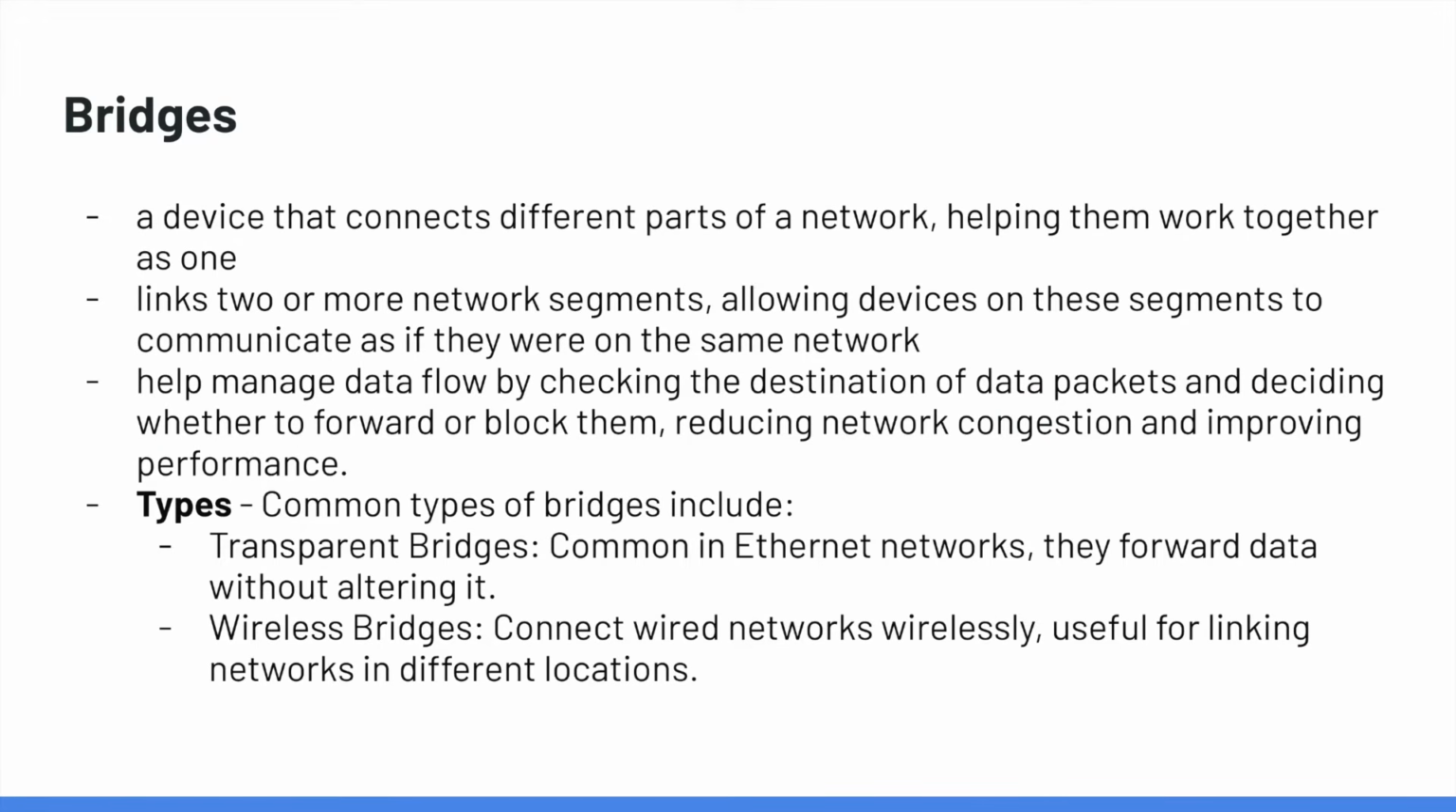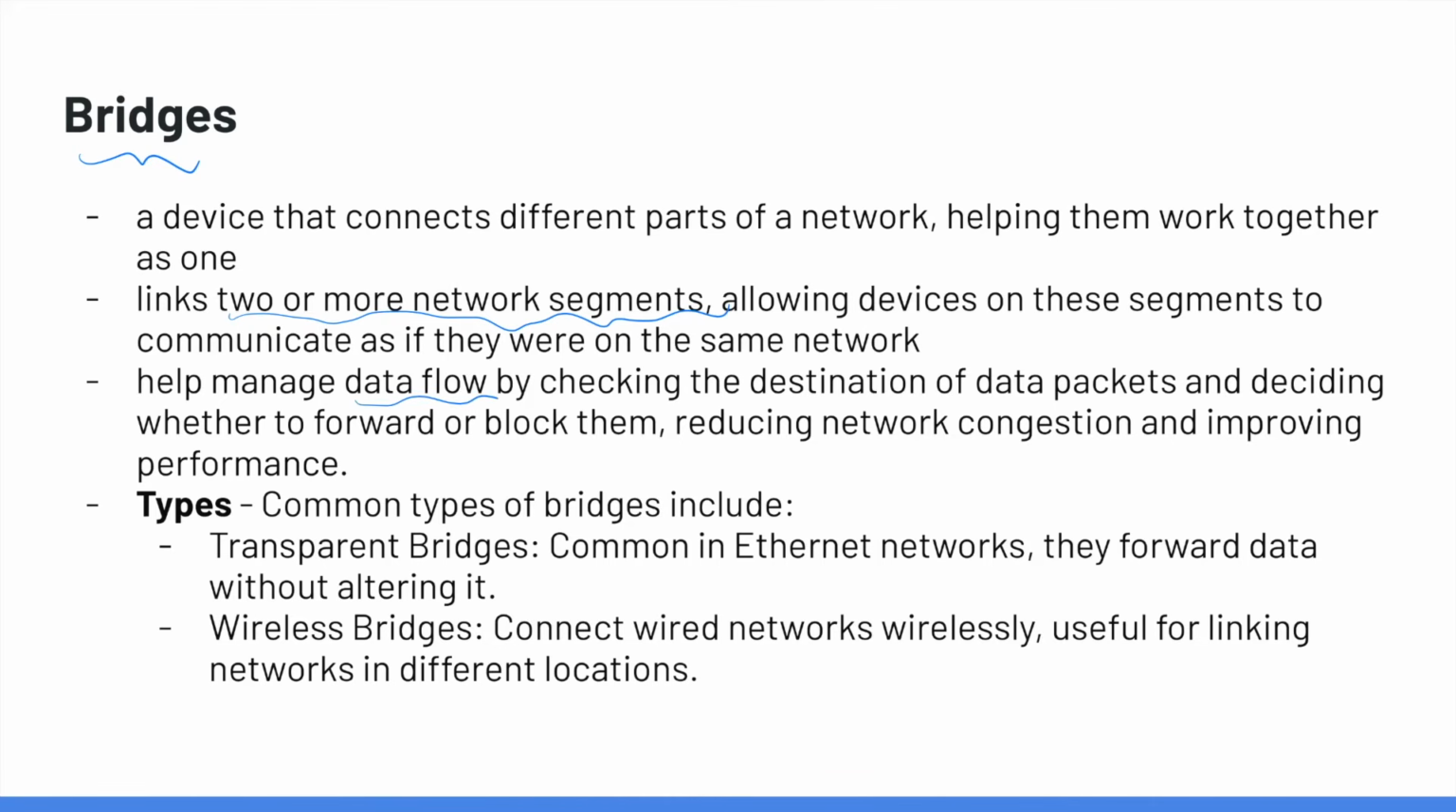The next type of device we're going to talk about that we haven't really talked about before is a bridge. A bridge is something that connects different parts of a network, helping them work together. It links two or more network segments, allowing devices on these segments to communicate as if they were on the same network. By network segments, we mean two different groups of computers that are connected together. If we have two networks and we want to connect them, we could use a bridge to do that.